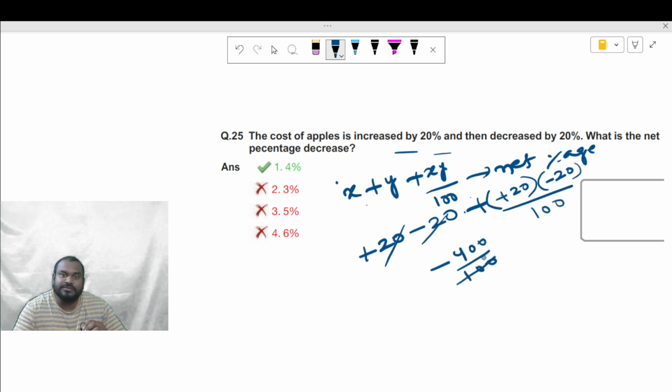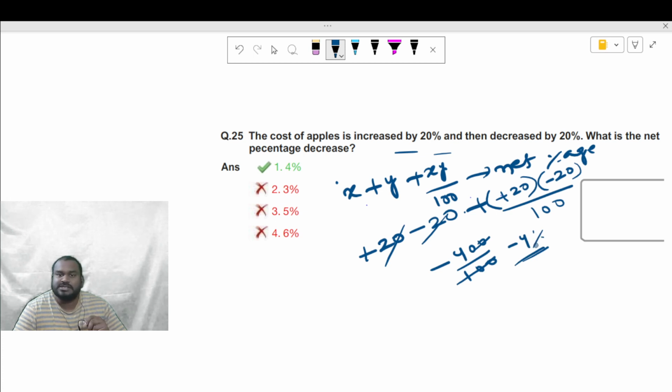By 100. So see, 1 means 100 in Telugu. Because of the habit, sometimes I use it, don't mind, okay? Because I'm from Hyderabad. So minus 4.